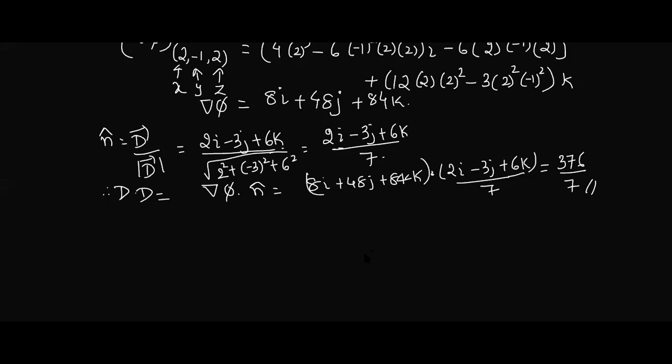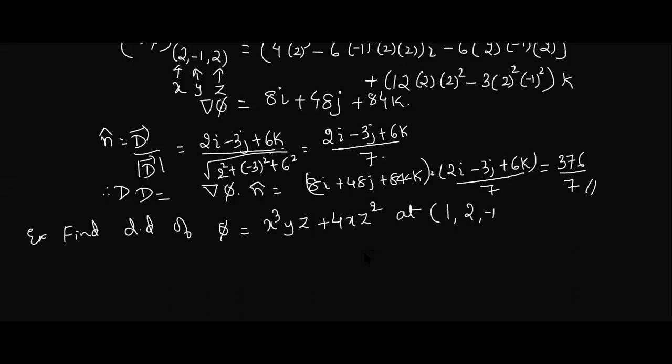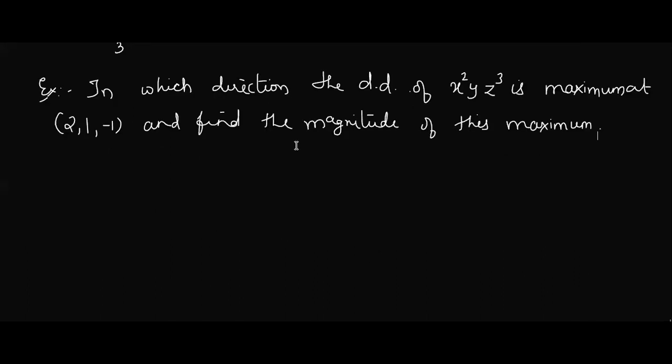Take one homework example. Find the directional derivative of phi equal to x cube y z plus 4x z square at (1, 2, -1) along 2i - j - 2k. Solve it.